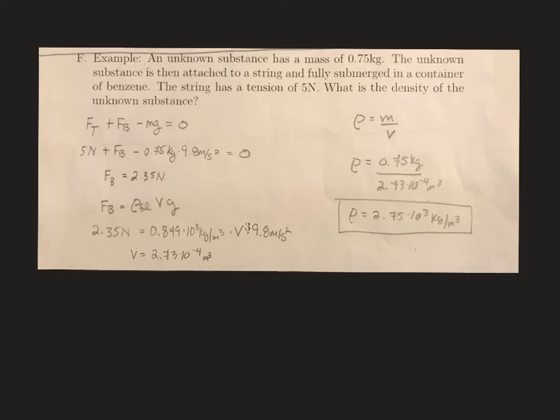In this video, we have an unknown substance that has a mass of 75 kilograms. And this unknown substance is attached to a string and fully submerged in a container of benzene. Alright, so we have our object, it's suspended from a string, and then we're putting it in a container of fluid. And we want to know what the density of the unknown substance is.